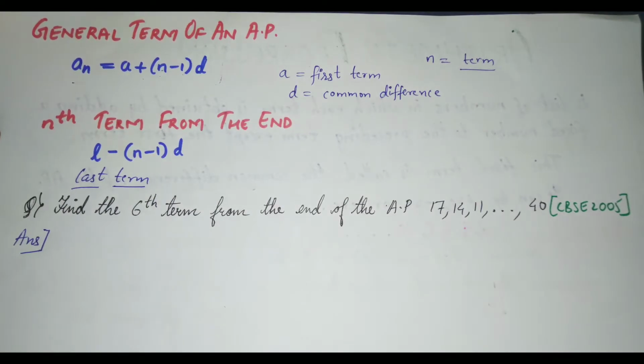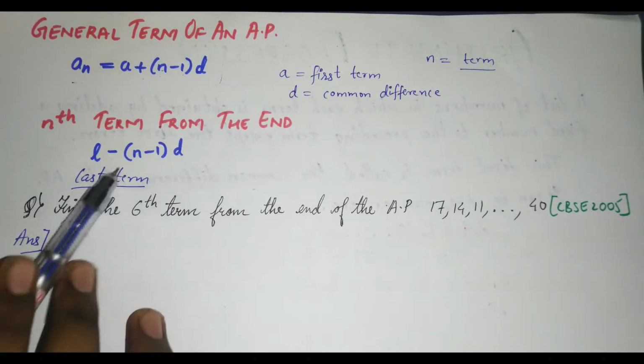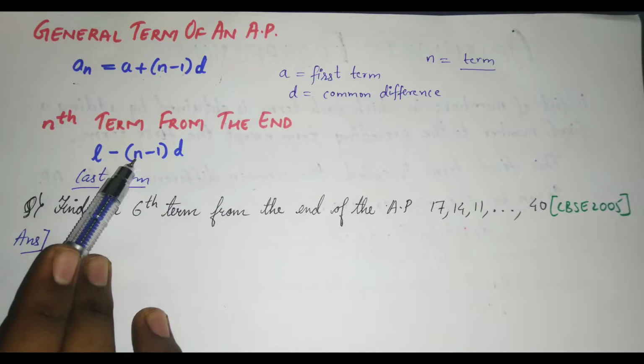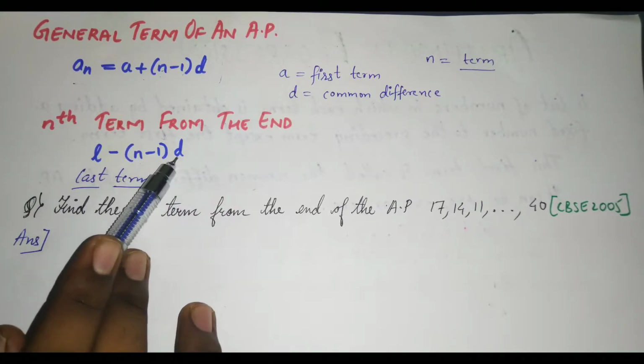So L is nothing but the last term. And what about n? n will be the term which you are going to find out. Fine. And d is the common difference.